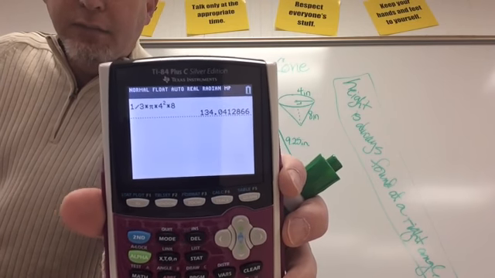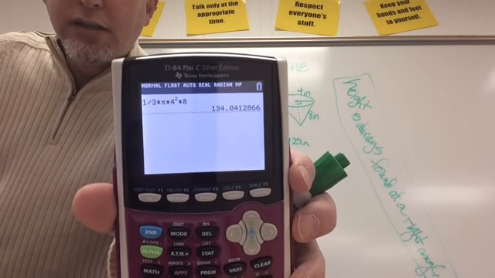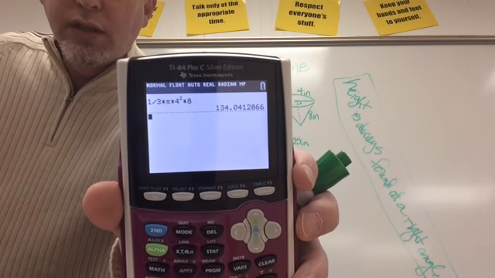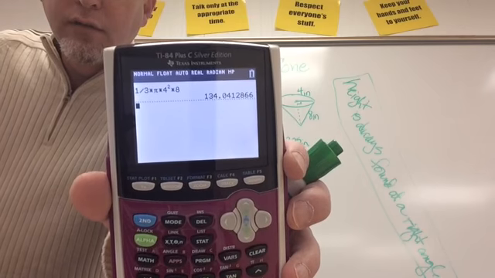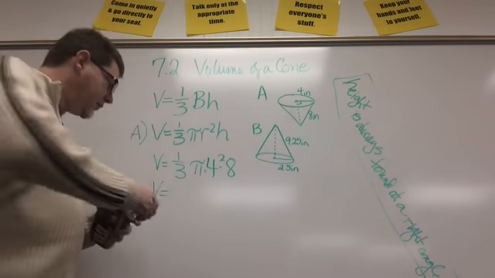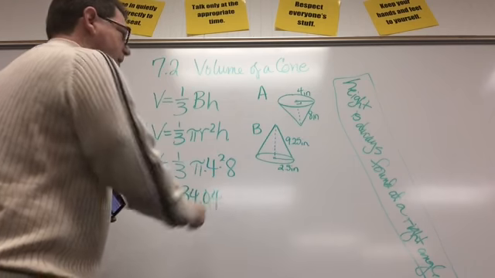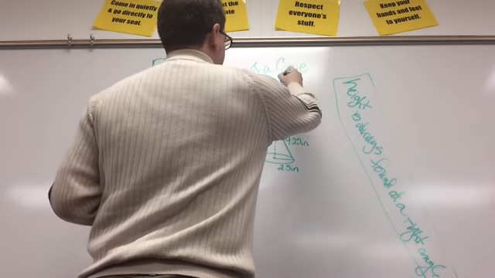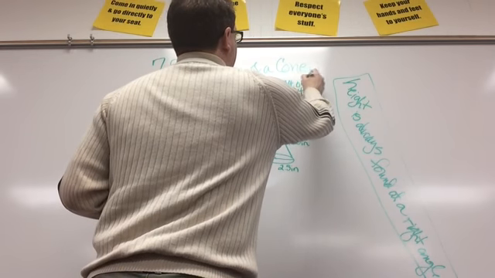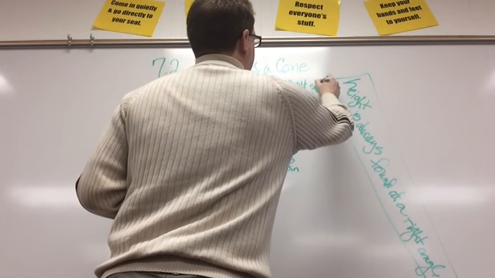134.0412066 or something like that. And so I round it to the nearest hundredth, and so that would give me 134.04. So my answer is 134.04, and that is the volume of cone A, 134.04 square inches.